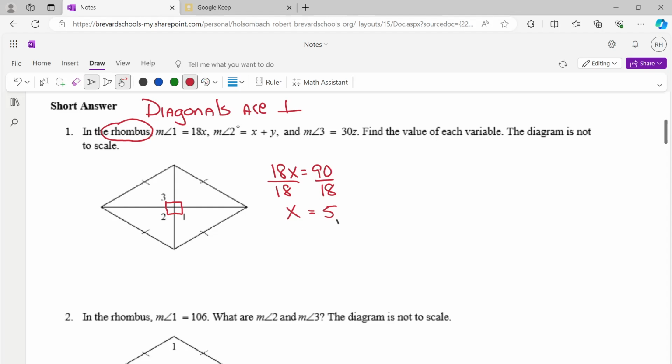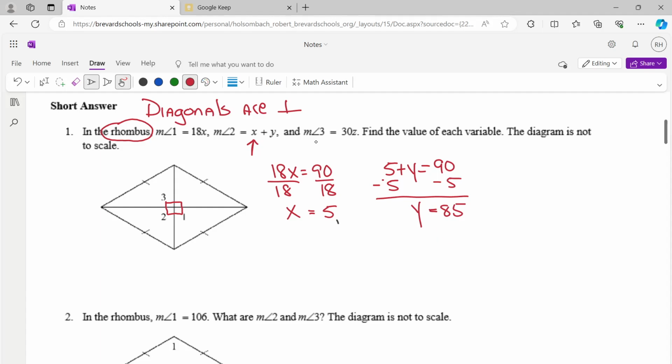And then what we're going to do for angle 2. All right, let's see. Find the value of each variable. So there's our x. Our x is equal to 5. So for angle 2 here, we've got x plus y equals 90. So we're going to substitute this 5 right in here for the x. So we're going to do 5 plus y equals 90. And subtract 5 from each side. And our y is equal to 85.